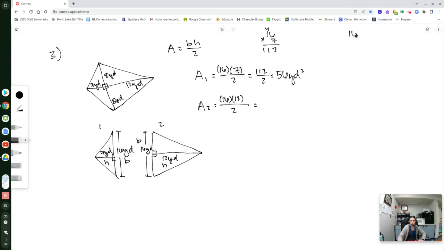All right, let's start with 16 times 12. What is that? Well, 6 times 2 is 12. 1 times 2 is 2, plus 1 is 3. Going to move down, write our 0. 6 times 1 is 6, 1 times 1 is 1, and add them up. 192. So we have 192 divided by 2.